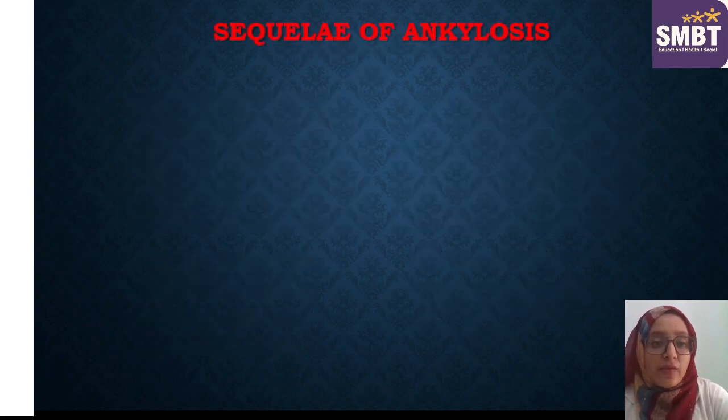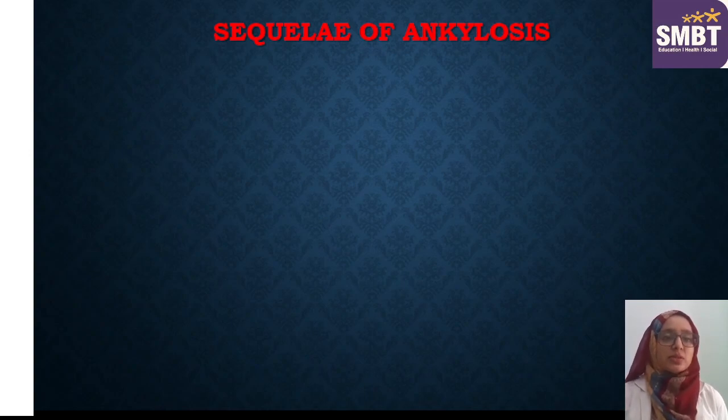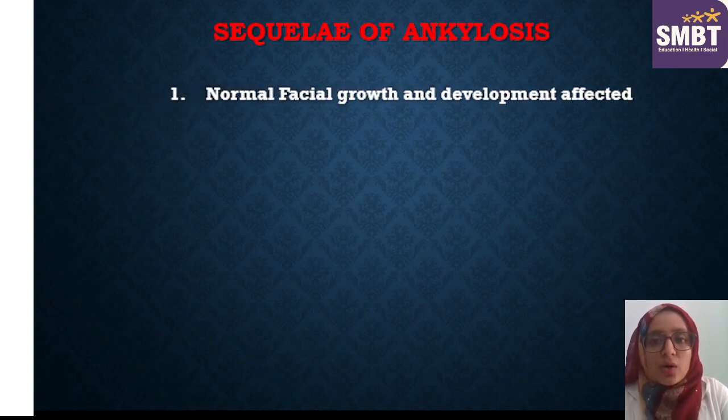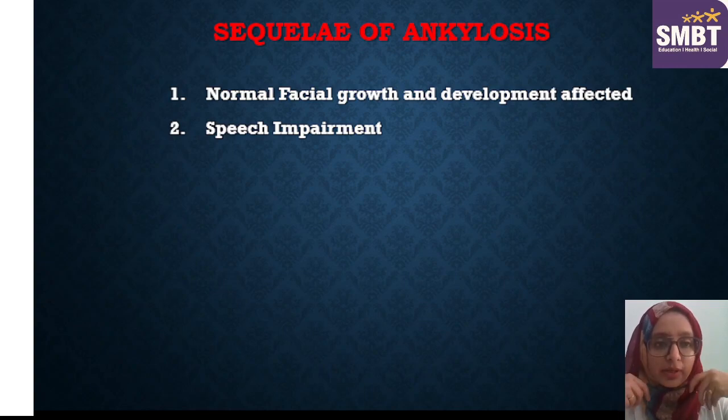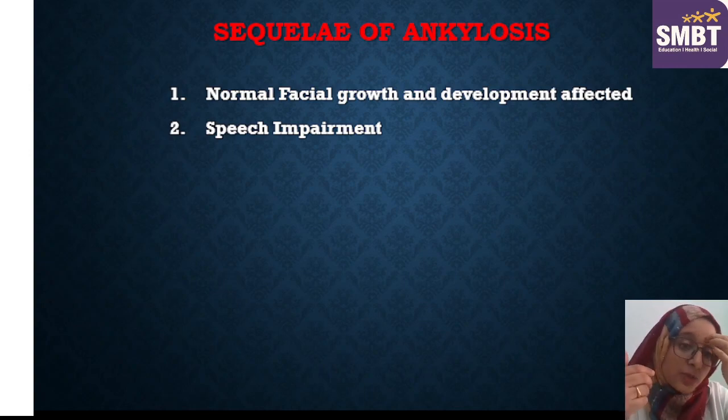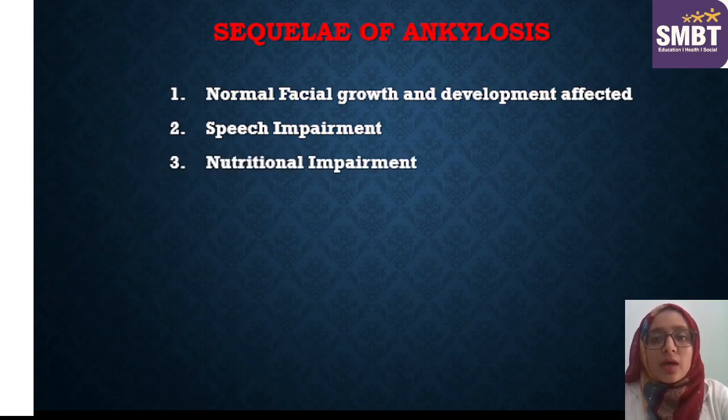Now, what are the sequelae of ankylosis? Now, the patient is suffering from ankylosis. What all other sequelae will happen to the patient? Normal facial growth and development is affected. Speech impairment, obviously, because there is no complete growth of the mandible or ramus, so there is inability in positioning of the tongue, so speech pronunciation won't be proper.